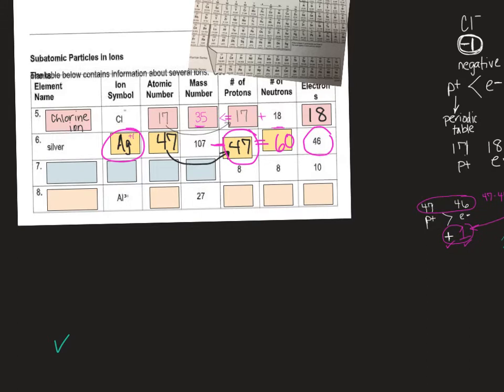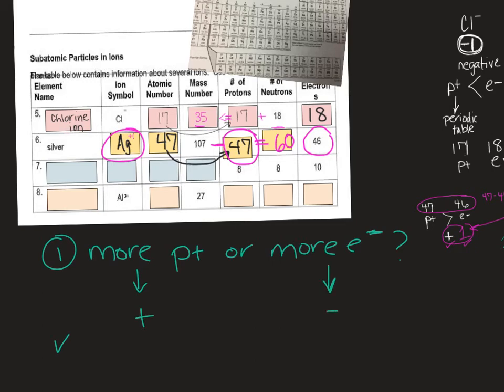Just a recap of what the steps were. Remember, for the logic way, you are basically asking yourself, more protons or more electrons? That's the first question, right? And once you find out, if you have more protons, then you have a positive charge. If you have more electrons, you have a negative charge. Write that down. Write down either a positive or a negative.